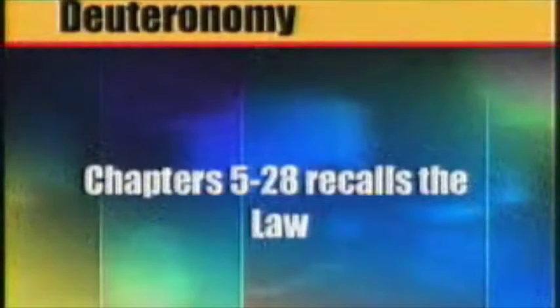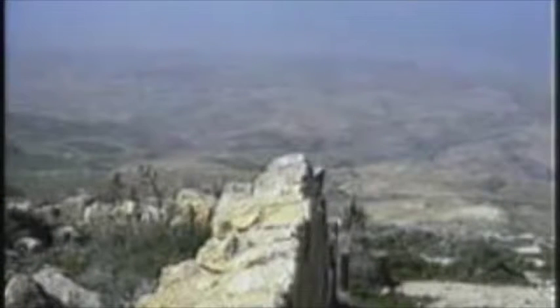Let's look now at chapters 5 through 28, which recall the law. Moses repeats the 10 commandments given at Mount Sinai. Moses stresses the importance of worshiping God and God alone, and the need for a single center of worship. The name Deuteronomy means second law and reflects the repetition of the law. A ritual for reaffirming the covenant concludes this section.